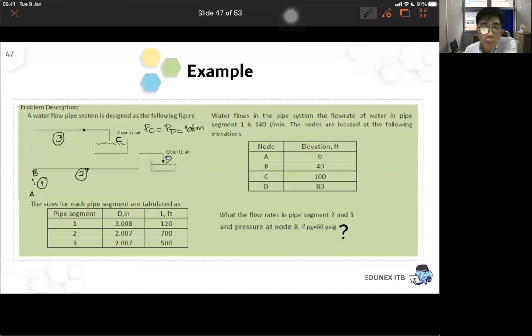Okay, the condition of each pipe you can see from the table. So for pipe 1, the diameter is 3 inches, the length is 120 feet, and so on. Pipe 2 and pipe 3, the data is in the table. And then the differences of height, the elevation, you can see from this table. Then the water flows from point A in pipe segment 1 with the volumetric flow rate 140 liter per minute.